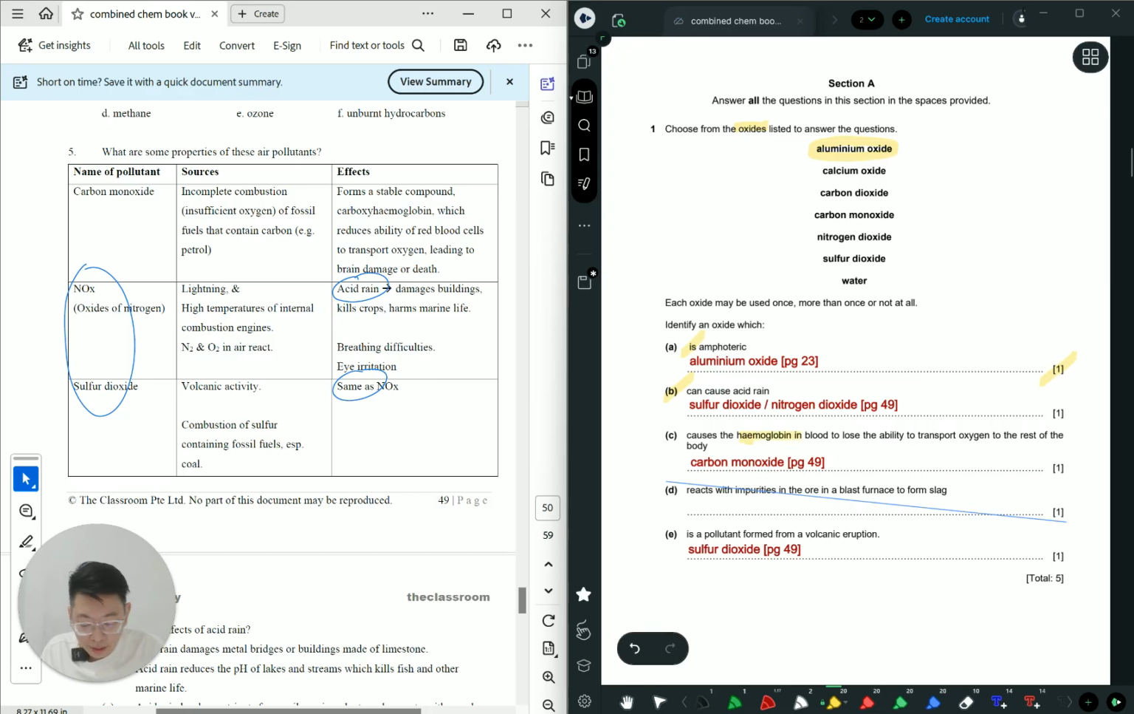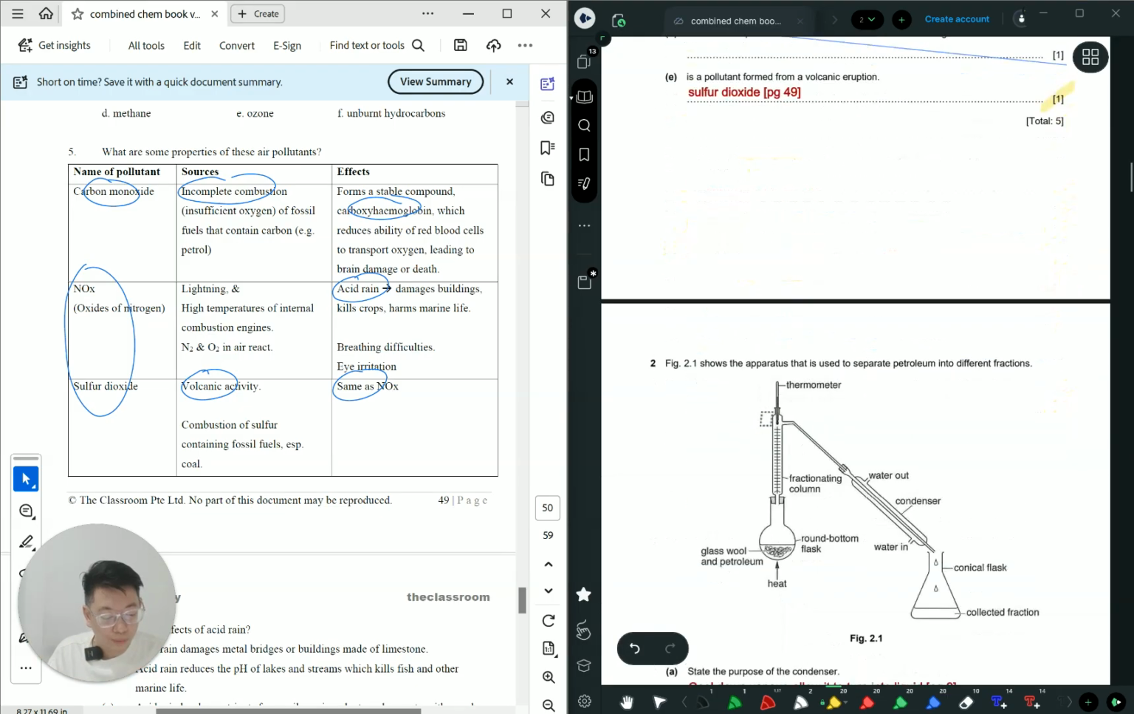Then hemoglobin, it's actually just above that. Here you have incomplete combustion, hemoglobin, carbon monoxide. So that's another 1 mark there. And finally, last one, volcanic eruption, it's sulfur dioxide, which is here. So notice on the first page, already the first 4 marks in the bag, if you simply refer to your Ninja Notes. Part D is no longer in syllabus, so don't worry about that.